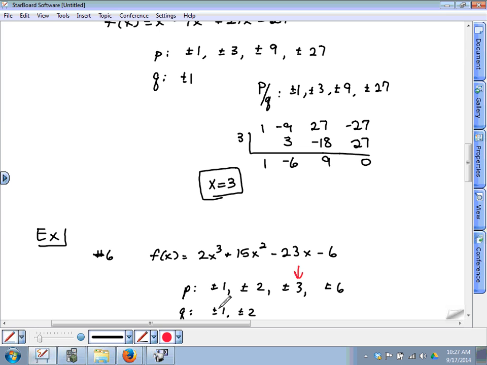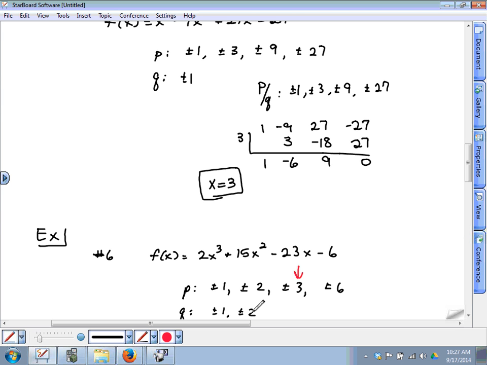Plus or minus 3 divided by plus or minus 1 is plus or minus 3. Plus or minus 3 divided by plus or minus 2. Just leave it as the fraction. What's plus or minus 3 divided by plus or minus 2? Plus or minus 3/2. Just leave it. It is 1.5, but just leave it as a fraction.